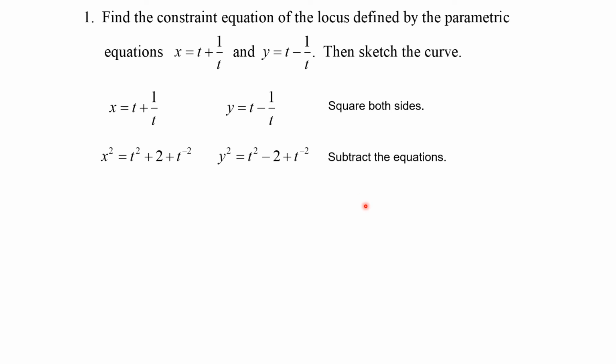In the next step, since you have t squared and t to the negative 2 in both equations, it will be wise to subtract these two equations. The first one minus the second one, you will get x squared minus y squared. This function minus this function, you will actually get 4, because you eliminate the squared and negative 2 power terms. Therefore, this is the constraint equation of the locus defined by this parametric pair.